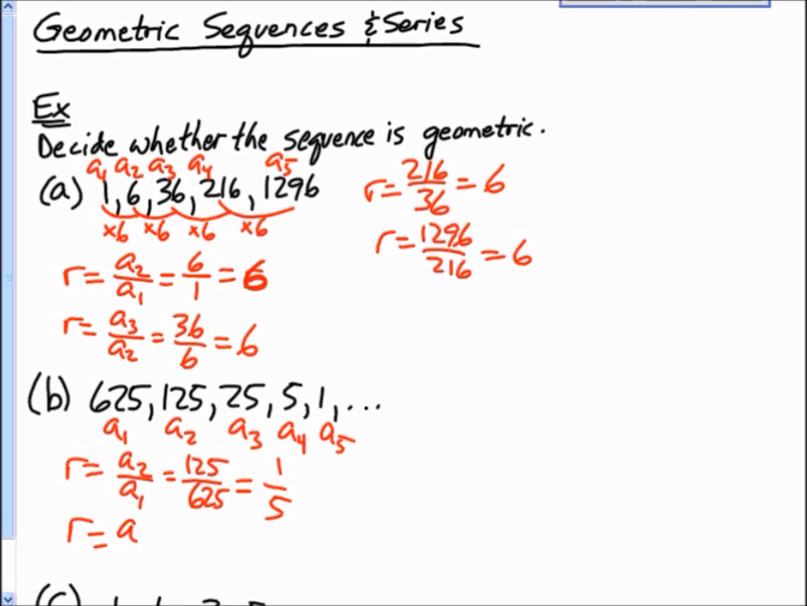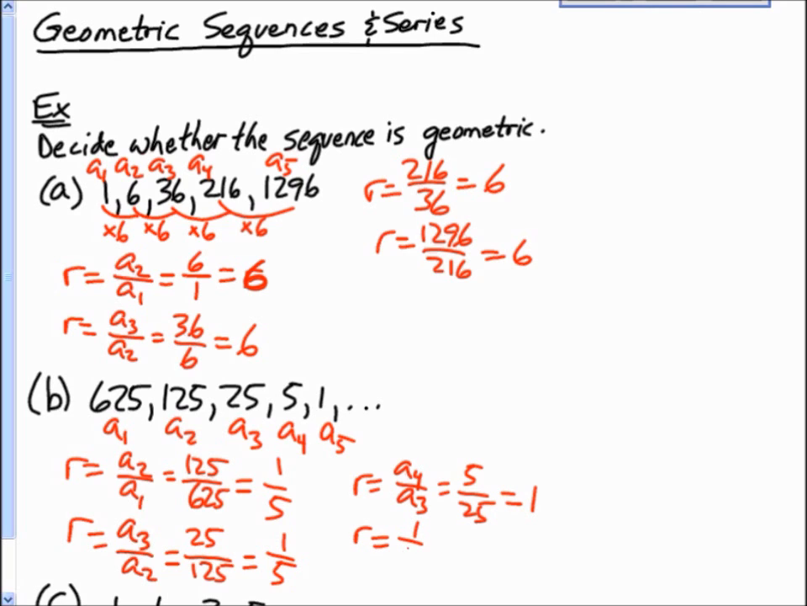That should be the exact same thing as the third over the second. So 25 over 125, both go into 25, you get 1/5. So far, so good. You take the fourth term over the third term, 5 over 25, you get a fifth. And finally, the fifth term over the fourth term, oh yeah, look at that. All of them give you 1/5. So our common ratio is 1/5. It is geometric again because the ratio of any term to the previous term is constant.